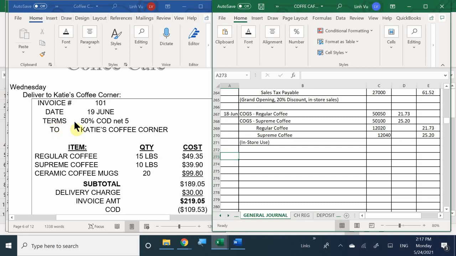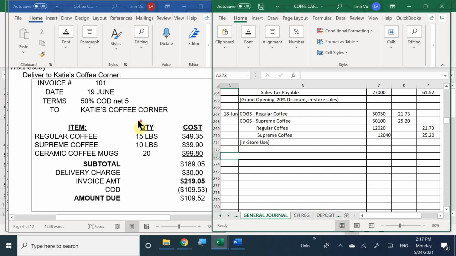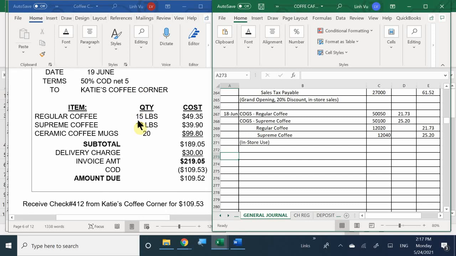Our terms were that she had to pay a 50% deposit, and then the rest of the bill is due in 5 days. That's something you had to keep aware of. So that means we had to receive money. If you look carefully at our invoice too, it shows a COD of $109. But where did that money come from? Well, here's Katie writing us a check number 412. So we did receive some cash, but at the same time, she still owes us money.